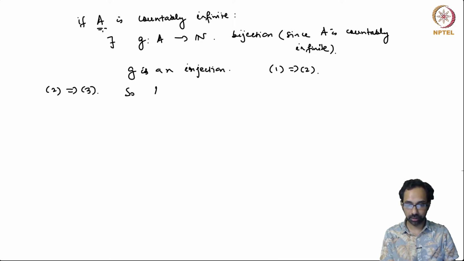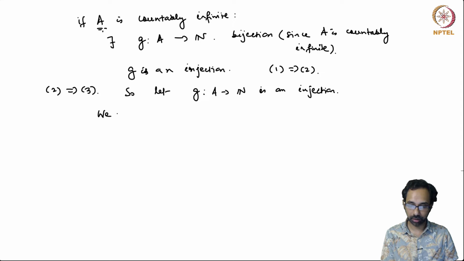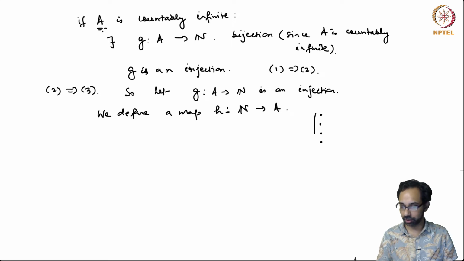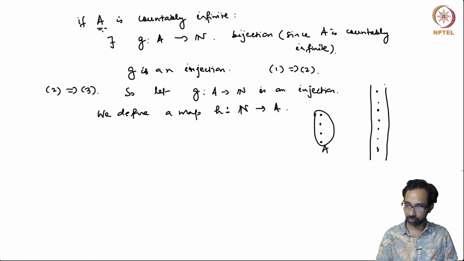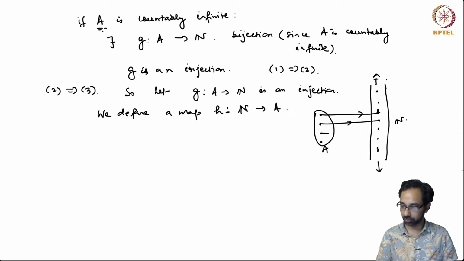So suppose that G from A to N is an injective map, an injection, then we have to produce a surjective map. So we define a map H from N to A as follows. In pictures it's clear what we are going to do. Here is A and here is N. You have an injective map, meaning that you have these arrows that take elements of A to elements of the natural numbers, and you want to define H the other way. This should be H. So how would you define it?